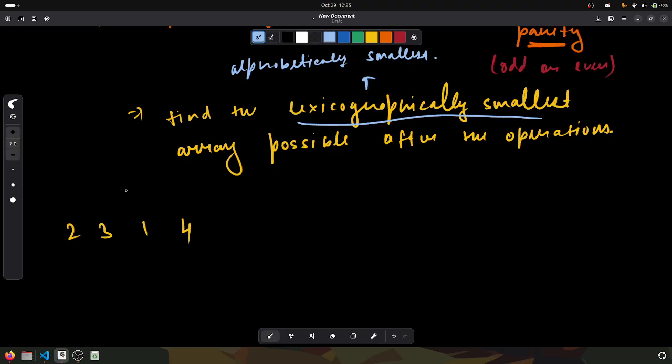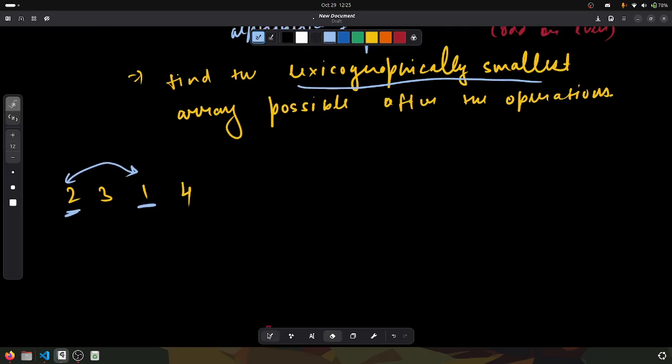Since we need to make the lexicographically smallest array possible, we know that 1 is the smallest integer here in this array, right? So the lexicographically smallest array would obviously have 1 in the beginning. So the first operation we can do is swap these two. The array will become 1, 3, 2, 4.